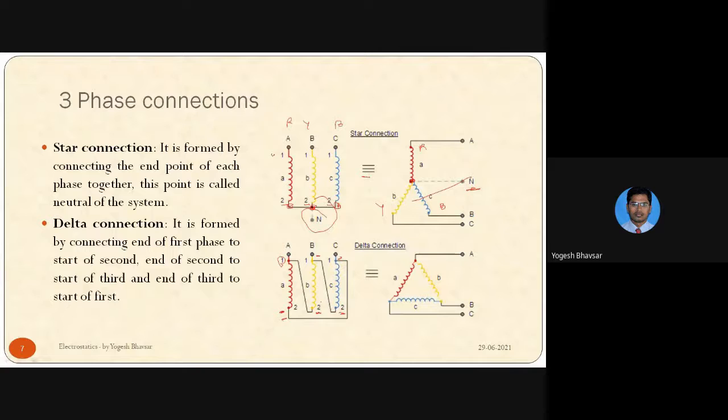This will form a closed loop, and when we arrange this in a systematic manner, we can have a delta-like symbol which is formed. Hence it is called the delta connection. Now look at that.